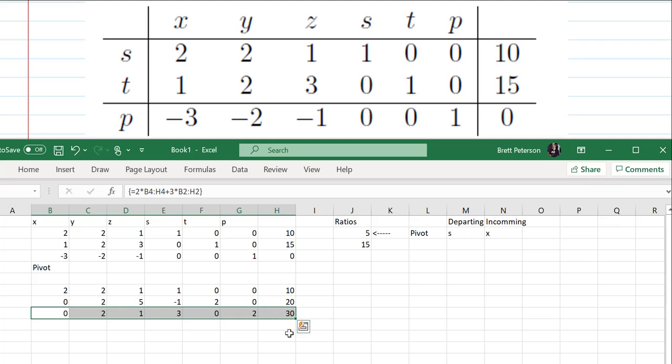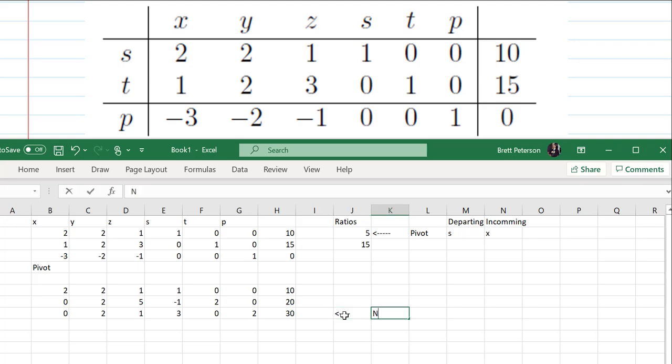So now we have our second tableau. And if we still had negative values in the P row here, we would have to go through, find our pivot, and just repeat essentially what we did in the first tableau. But since there are no negative values in the P row, that means we're done.